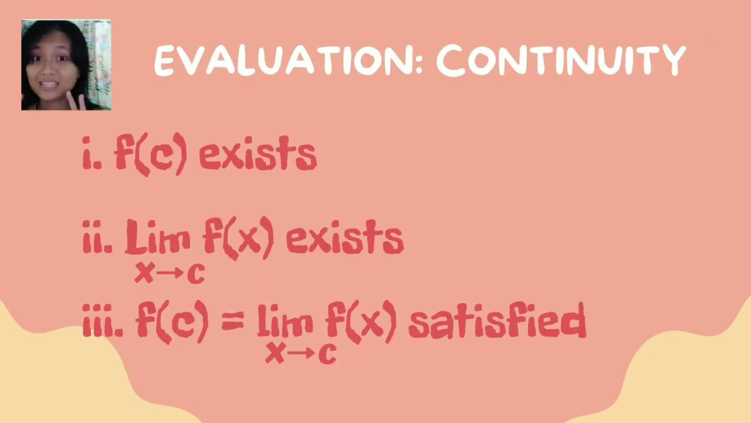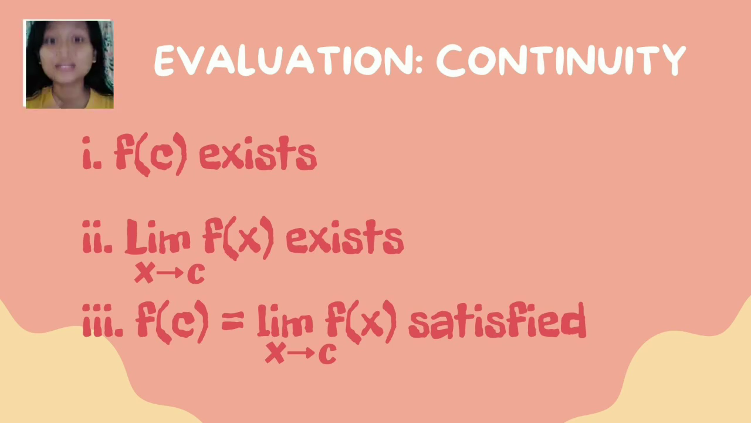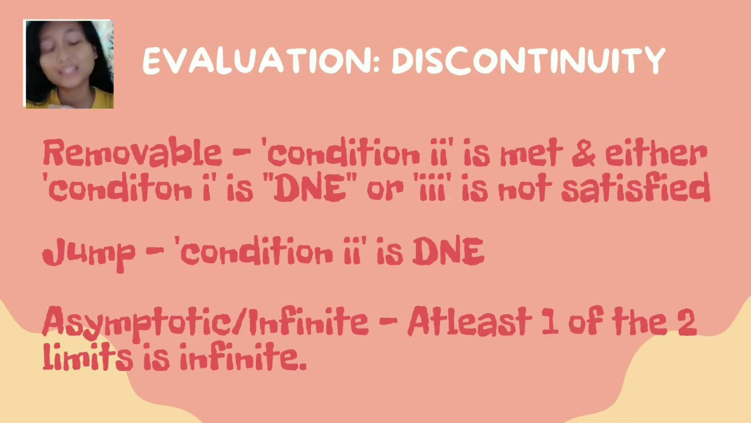There are three conditions to consider a function to be continuous. First, f of c must exist. Second, the limit of the function as x approaches c exists. Number 3, f of c and the limit of the function as it approaches c must be equal. These conditions are hierarchical. If one collapses, the others will follow, and it's called discontinuous.